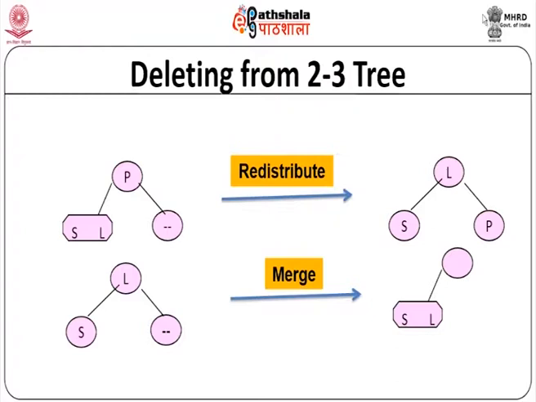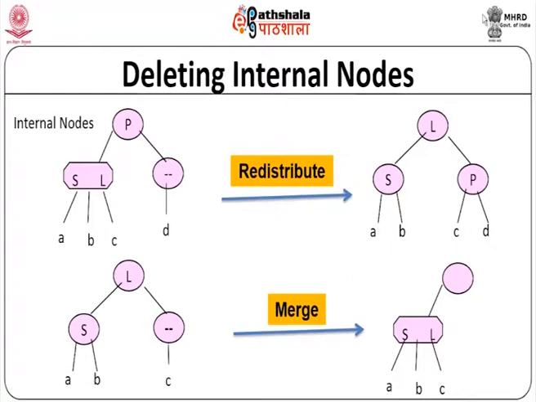So, you have redistribute and merge as 2 operations of deleting from a 2-3 tree. Internal node, this is as far as external node is concerned. In an internal node, for example, look at this, you have a parent and you have S, L and a right with 1 child. Now, what happens, you have deleted the child, so that becomes empty. So, you redistribute it, make L the root, rotate it such that L becomes the root, S has now 2 children A, B, L has P and P has 2 children, C, the original child from the left, and then C, D.